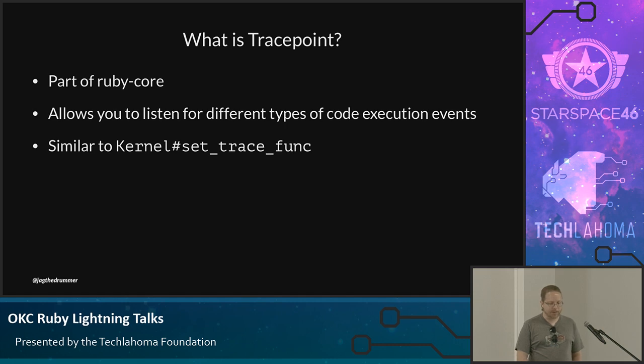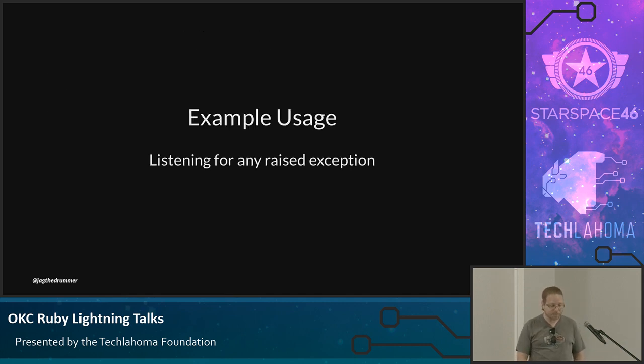And finally, it's similar to Kernel#set_trace_func. And if you're anything at all like me, this last point means nothing. Like, I had no idea what that meant. It's just part of the documentation. And from what I understand, TracePoint is kind of a nicer object-oriented wrapper around this lower level function, which I don't know how to use.